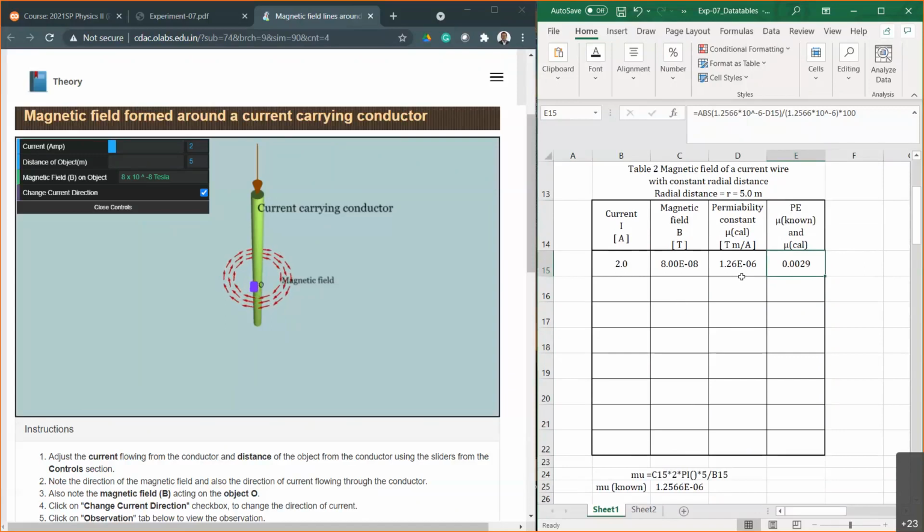That's the problem with simulators, because the simulator does the calculation internally. So our percentage error value is going to be very, very small. Okay, any question?